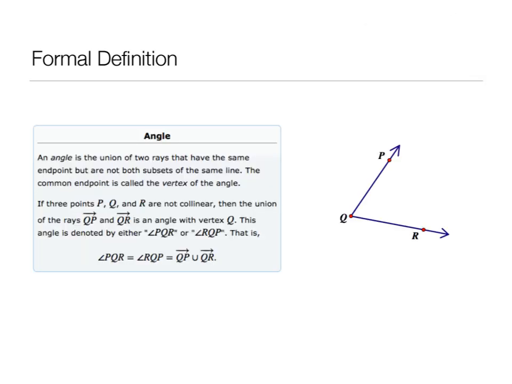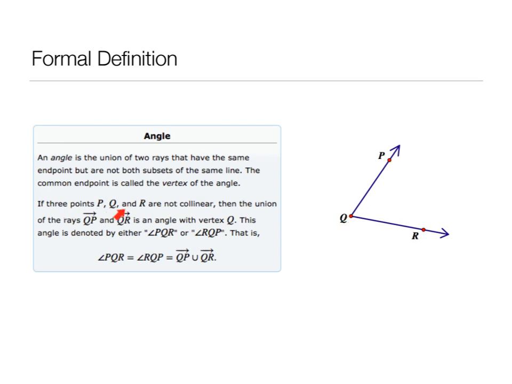Let's start off with a formal definition of angle. An angle is the union of two rays that have the same endpoint but are not both subsets of the same line. So you can see I have ray QP here and ray QR. They both have a common endpoint, and this is an angle.